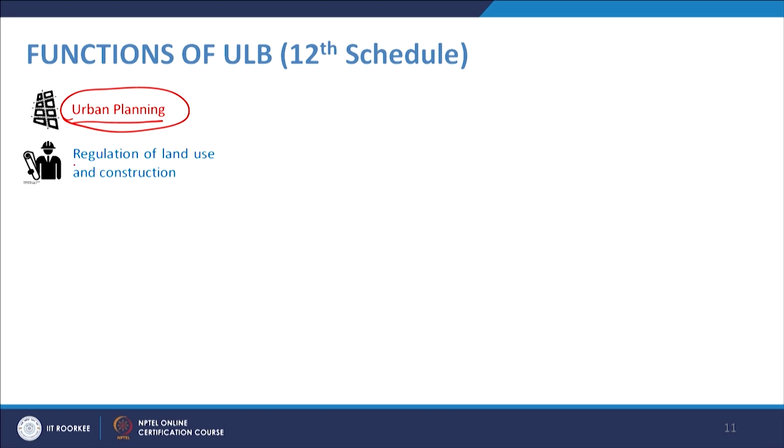Regulation of land use and building construction. Classically, land use regulation is also a part of urban planning, but with this the construction of buildings is also a very important part. That means the construction of the building has to be done in compliance with the regulation of land use. That is the major spirit given in the constitutional amendment.